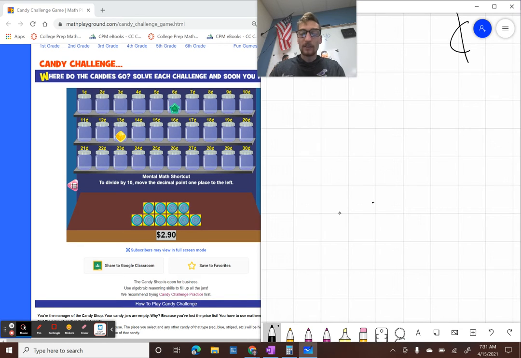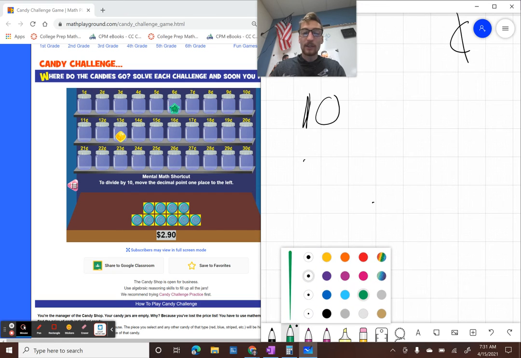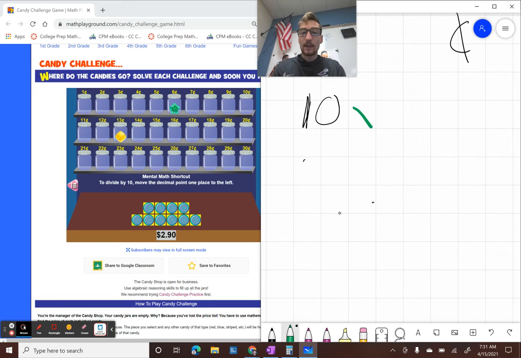So I have 10 total candies. That's what I start off writing, 10. And then I'm trying to figure out how much each of those candies cost. Since they're in green color, I'm going to put X for the missing candy cost, and then it's going to equal how much in total. Well, it tells me right there that it equals $2.90 in total.